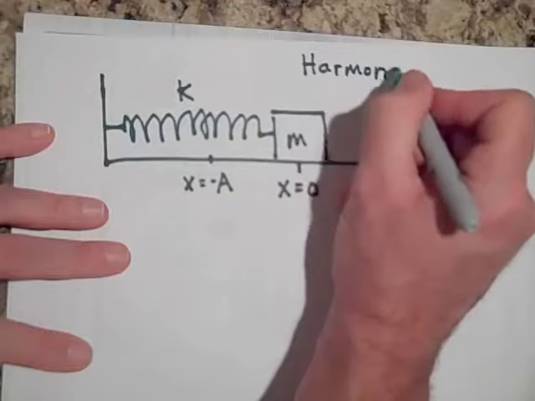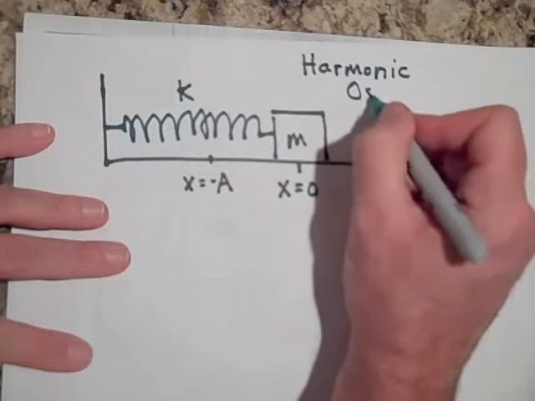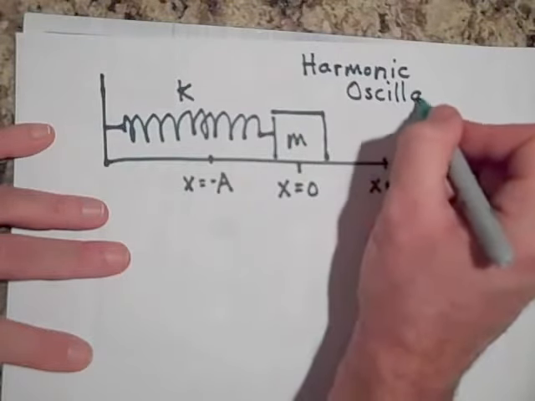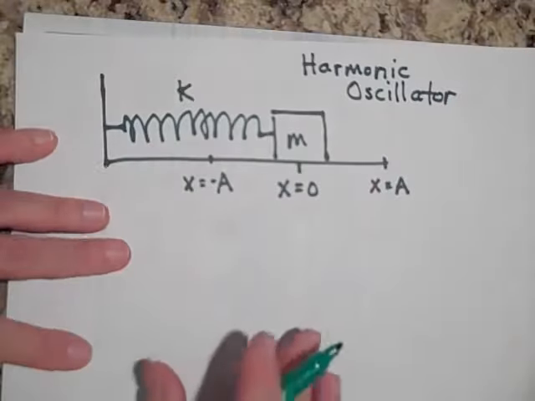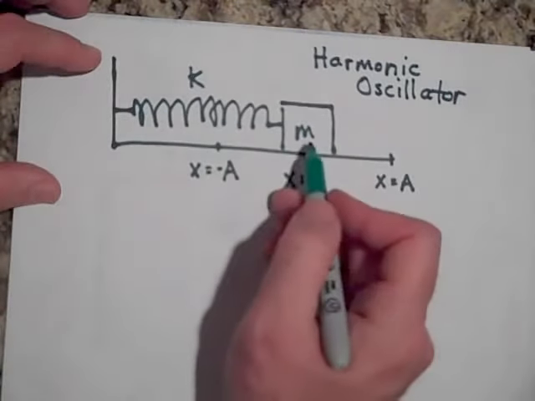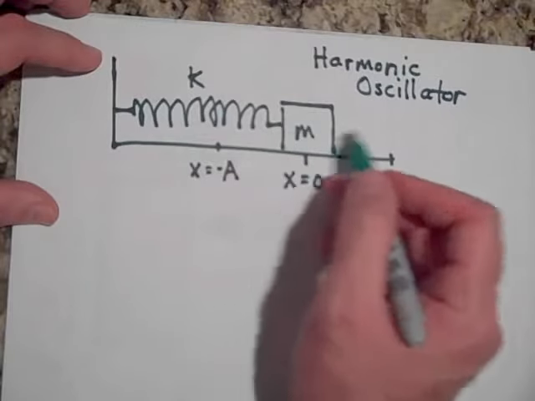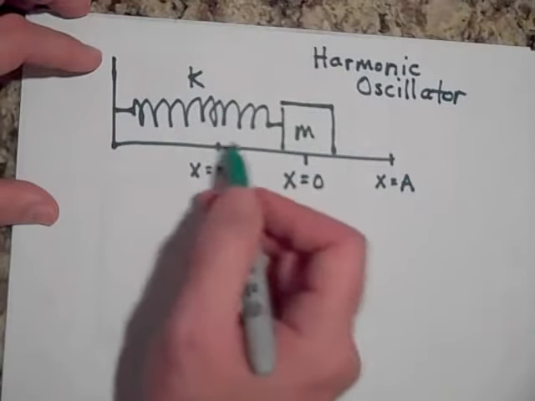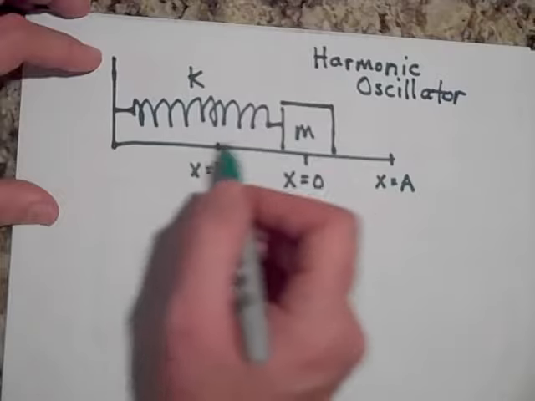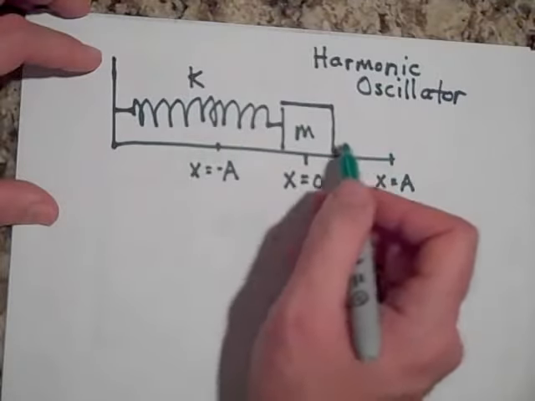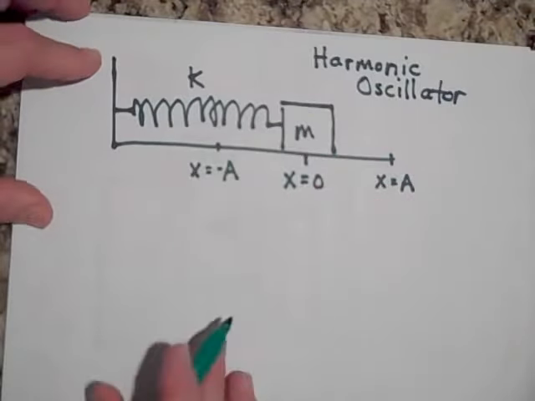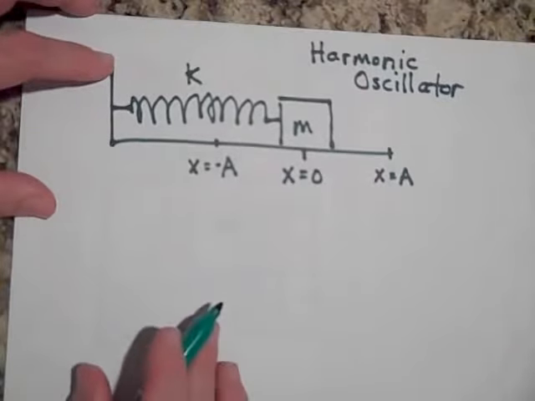Harmonic oscillator. That's the fancy name for it. And if we pull this back and let go, it's going to swish back and forth in simple harmonic motion. If there's no friction on this thing, it'll just go back and forth in simple harmonic motion. And as you might guess, there's an energy associated with this.